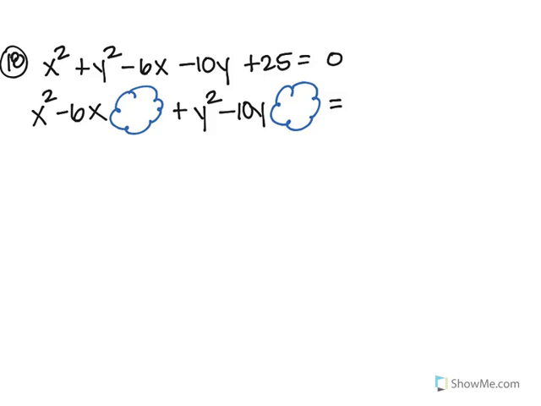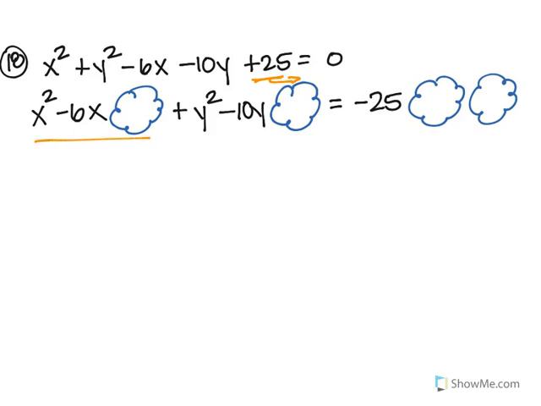equals, we know we take all of our whole numbers to the other side. And when you move it, it changes sign. So that's negative 25. And if you have two bubbles on the left, you're going to need two bubbles on the right. You got to keep it balanced. What you do to one side, you got to do to the other.